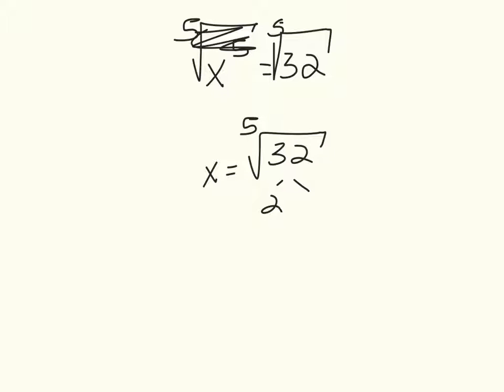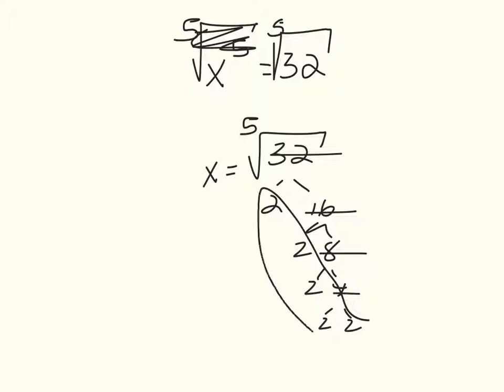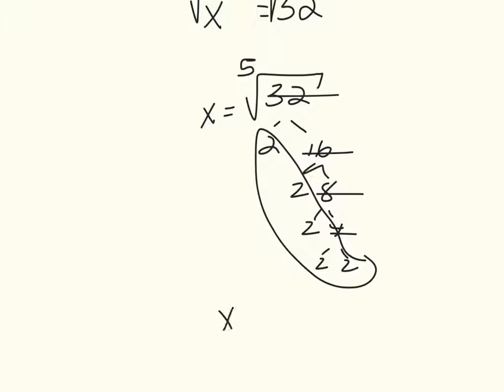And let's break this up. 2 and 16. 2 and 8. 2 and 4. 2 and 2. And look at that. 5 2's. So x equals 2. More than one answer? Nope. I took an odd root. Odd roots have one answer.